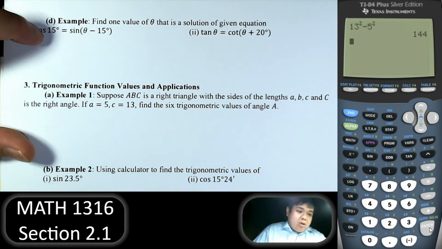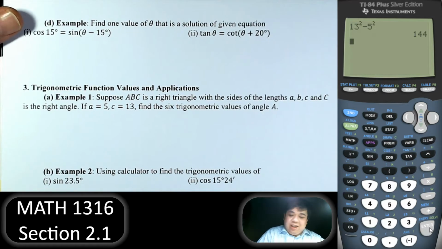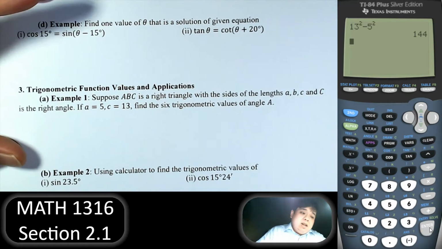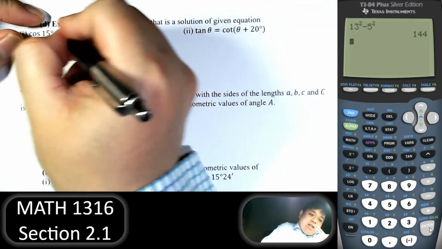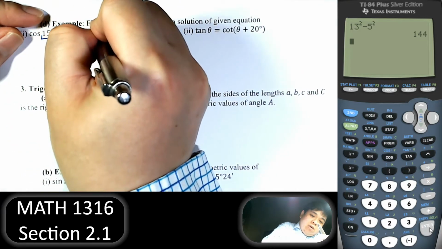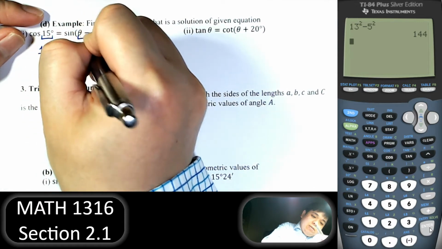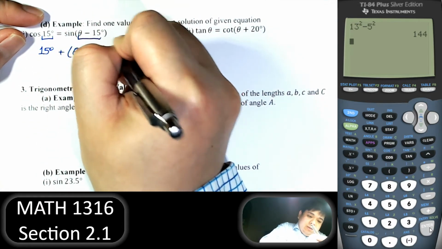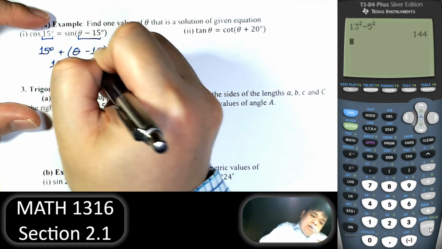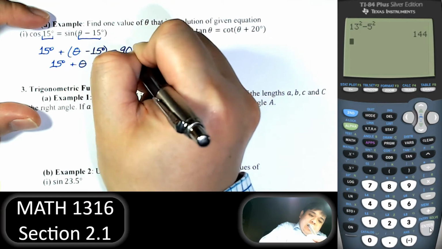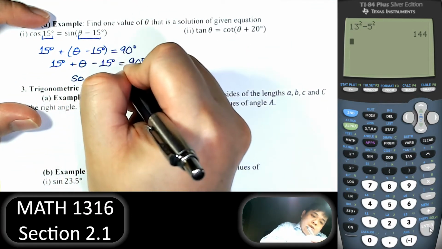So first, cosine 15 is equal to sine of what? Theta minus 15 degrees. Of course, theta is going to be 90 degrees. Right. Because we go from a function to cofunction, they have to add up to 90 degrees. So this angle and this angle must add up to 90 degrees. So 15 degrees plus theta minus 15 degrees, the 15 degrees cancel out, so theta is equal to 90 degrees.